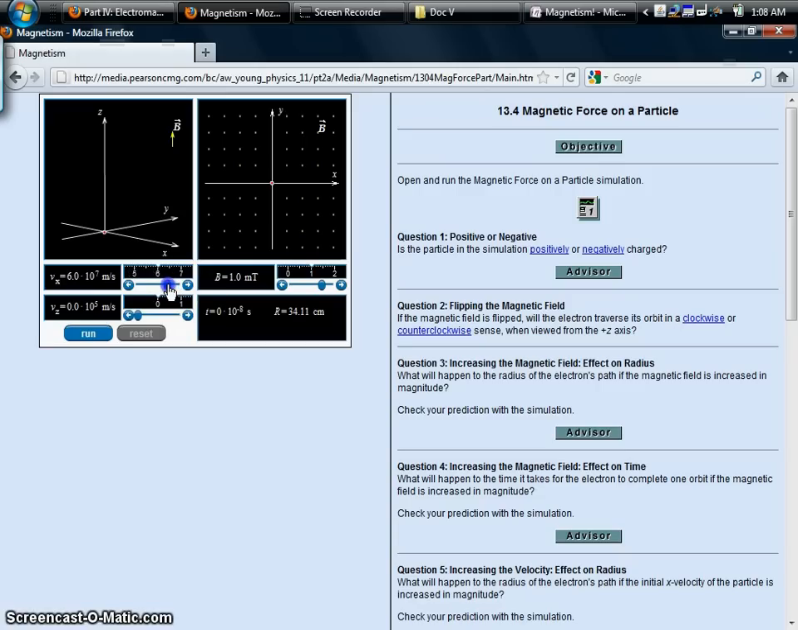Let me reduce that so we can see the full circle again. But this time I'm going to add some z velocity. In other words, the particle is moving along the x-axis originally and in the z direction originally. So it's going to be on an angle, flying into the magnetic field kind of on an angle like this.